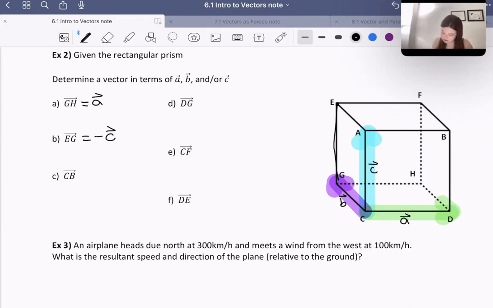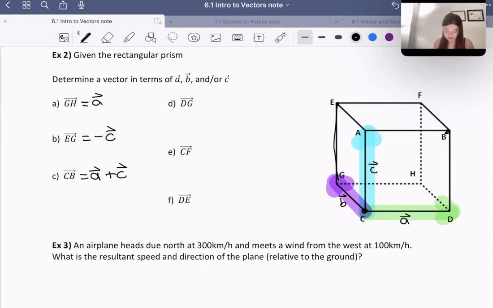Okay, so to get from here to up here, it looks like we need to go from C to D first, and then we need to go up, right? So we need to use vector A and then vector C. So we're going to add vector A plus vector C, because again, remember, the position is not important. It's only the magnitude and the direction that we care about.